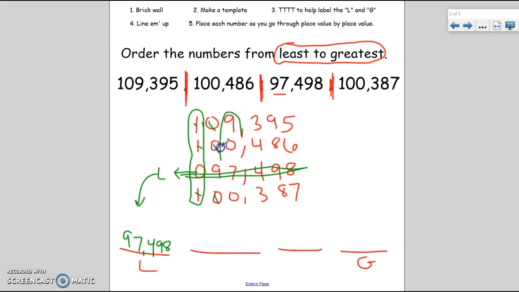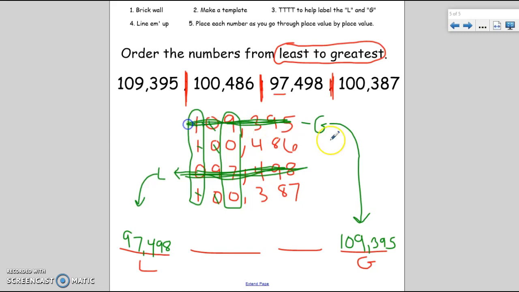But when I get to this place value, remember that 7 isn't important anymore. That's why I crossed it off. I've already put that number down. I noticed that I have a 9, a 0, and a 0, and that 9 is different because it's greater, and that's something I still need to know. So I'm going to put 109,395 right there, and I'm done with that one.